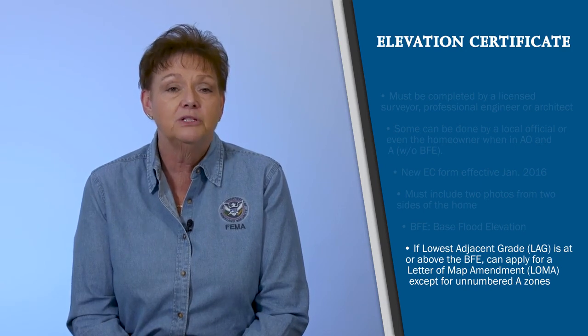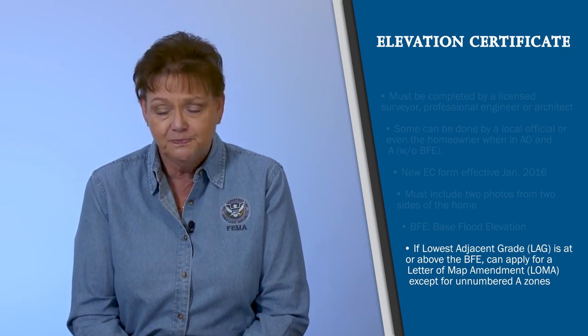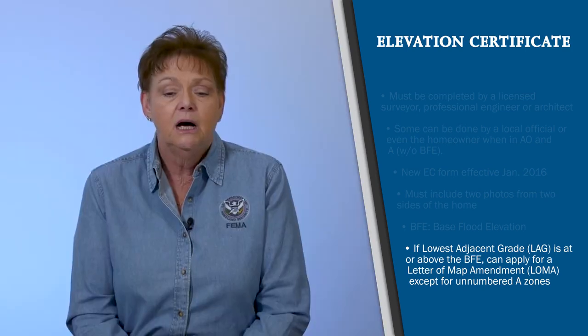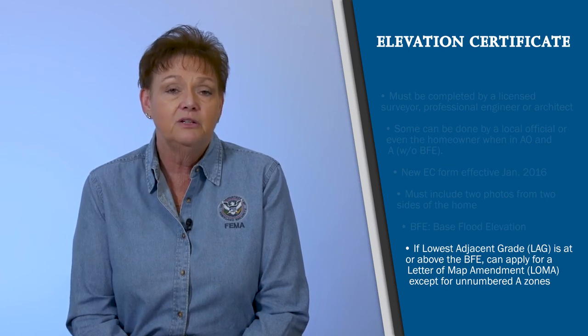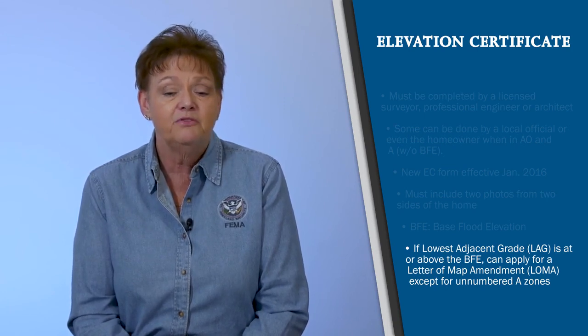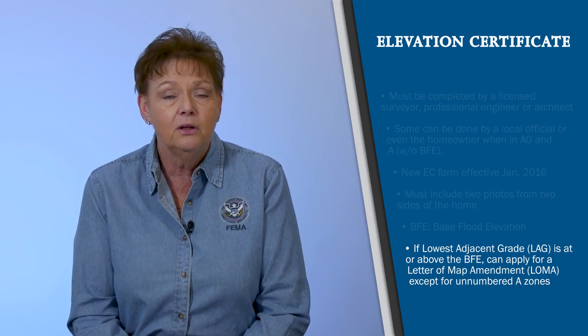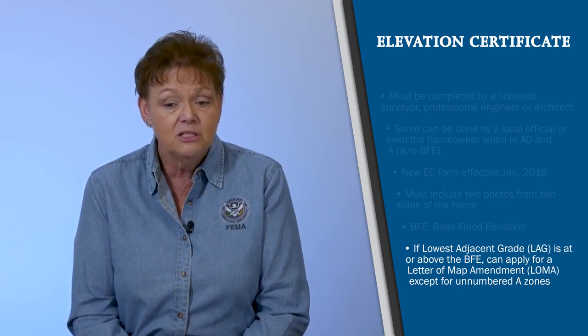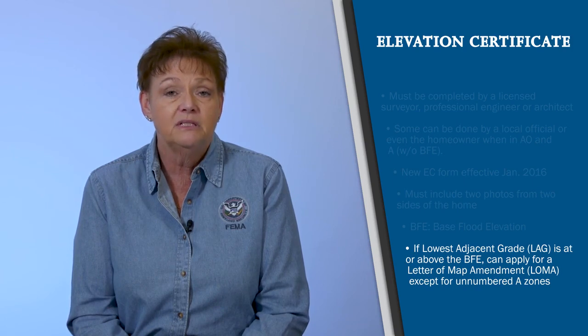If the lowest adjacent grade is at or above the base flood elevation, the property owner can apply for what is called a letter of map change. If it was elevated on natural grade, they're going to apply for a LOMA, letter of map amendment. If it's been elevated on fill, it's going to be a letter of map revision based on fill. LOMAs cannot be done in unnumbered A zones where base floods have not been established at this point.